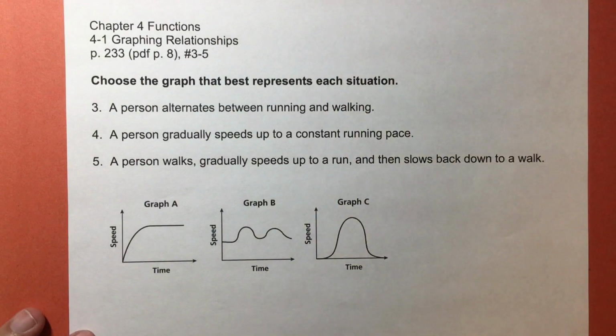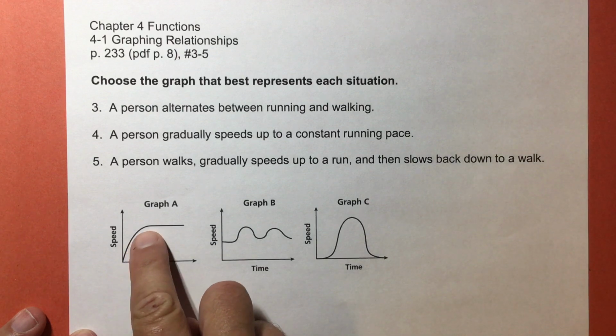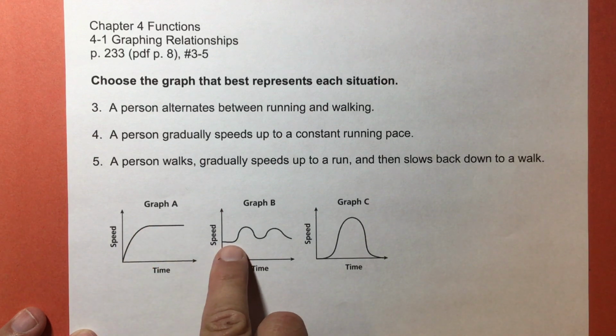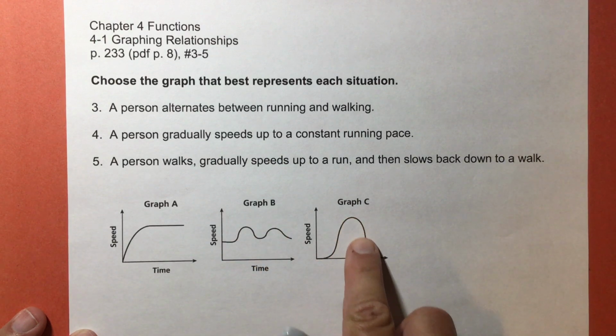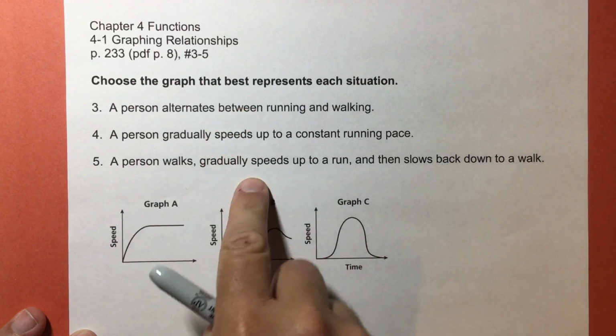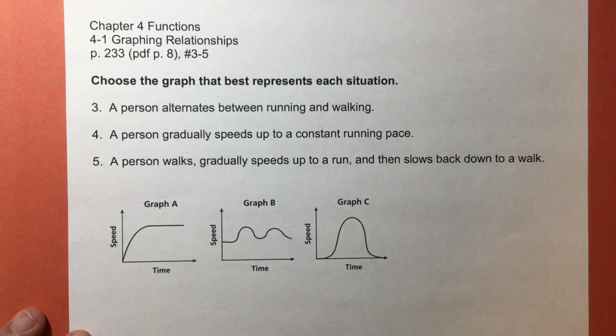As you notice, we've still got the things that we talked about previously: increasing, staying constant, increasing, decreasing, and then increasing, and then decreasing. We want to match up each of these descriptions with the graph. Problem number 3 says, a person is going to alternate between running and walking. So the person is going to be running, increasing speed, then slowing down and walking, then running, then slowing down and walking. So the graph is going to be going up and down, up and down, up and down.